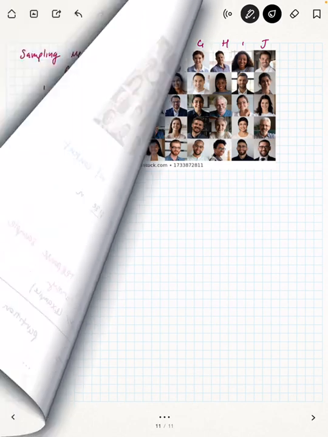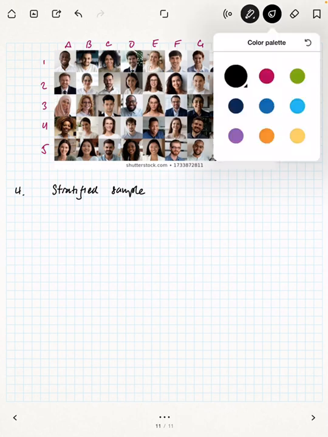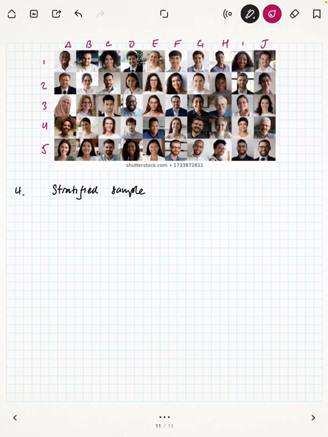But let's see, what was I on? I was on 3, so let's go to 4. And the first kind of sampling that we can use when we partition is the stratified sample. What a stratified sample does is, first we partition our population, right? So here I'm going to do something really basic. I'm just going to partition along rows. So row 1, row 2, 3, 4, and 5, okay?